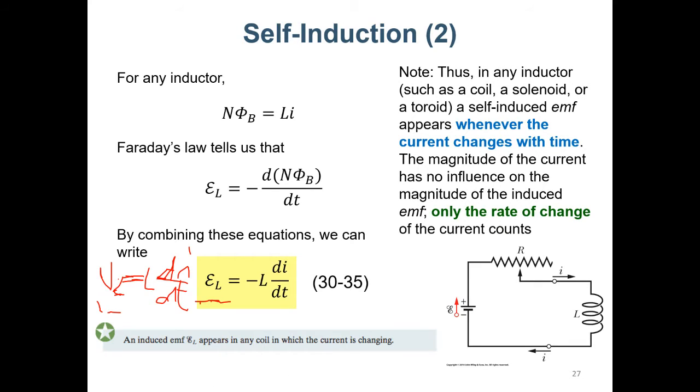So an induced EMF EL appears in any coil in which the current is changing. So as long as the current is DC current, there will be no voltage drop. And as you have learned in circuit analysis, the impedance of the inductor is j omega L, and suppose omega is 0, then the impedance is 0, so there will be no voltage drop for DC.